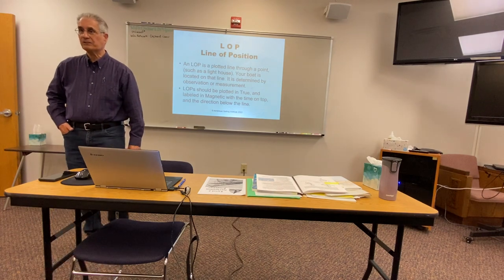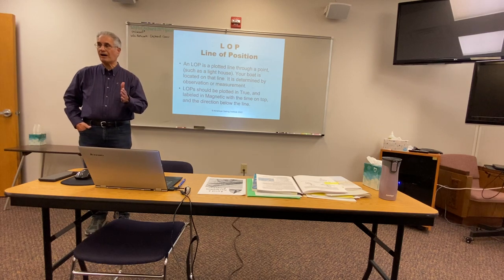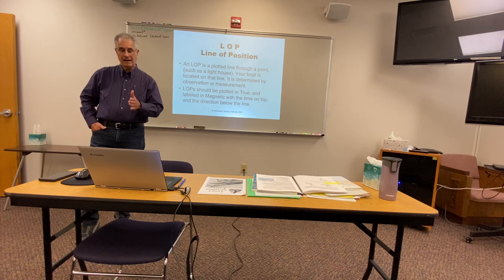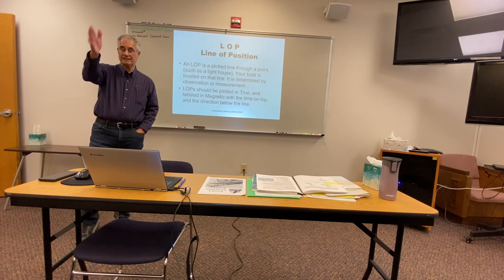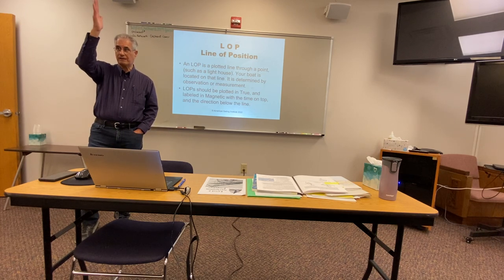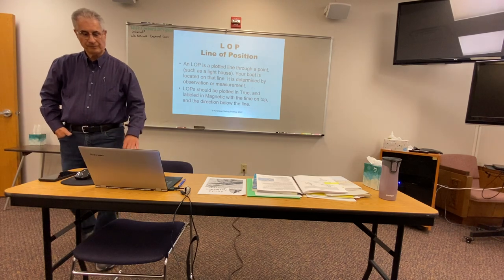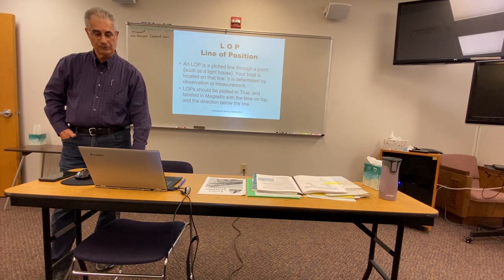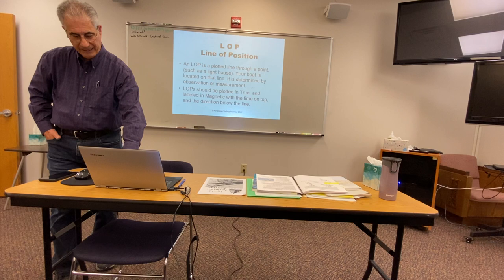We use lines of position to do that. A line of position is a line that's plotted through a point like a lighthouse or a buoy, and your boat is located on that line. So if I'm standing on my boat and I see a buoy, a line that runs from my boat through that buoy is called a line of position. And I'll show you how we get those. They're plotted in true and labeled in magnetic like everything else. And we'll put the time on the top and the direction below the line.